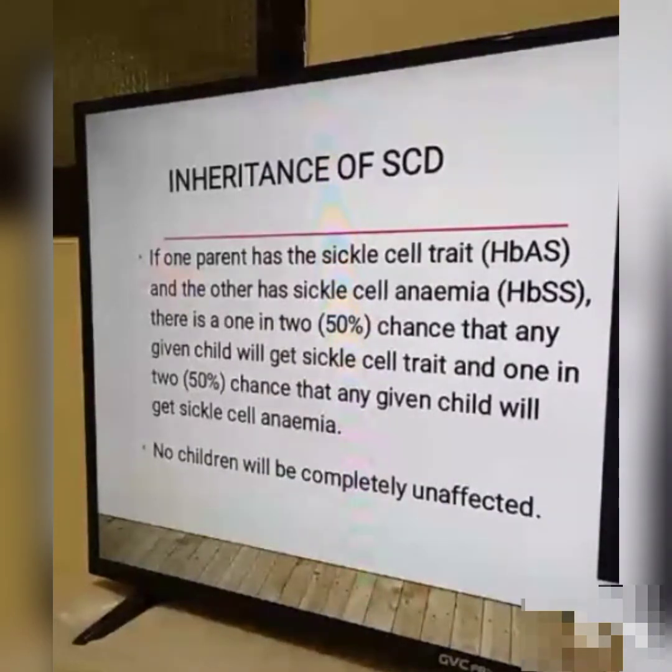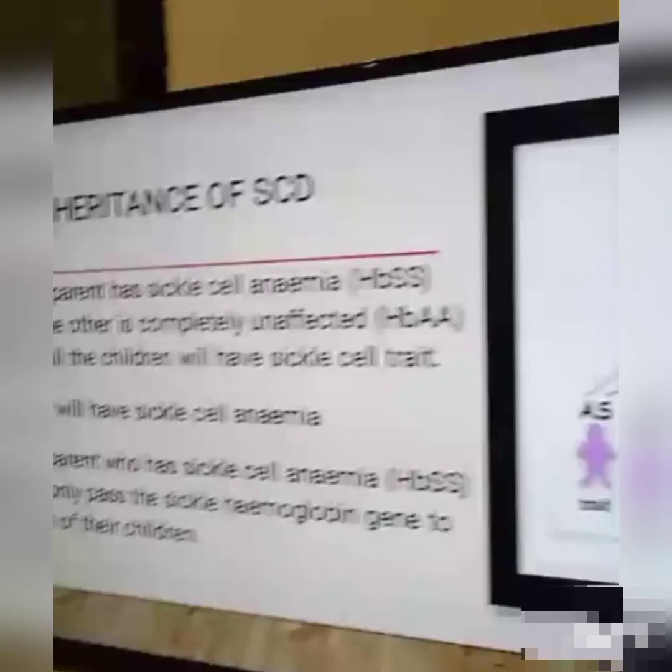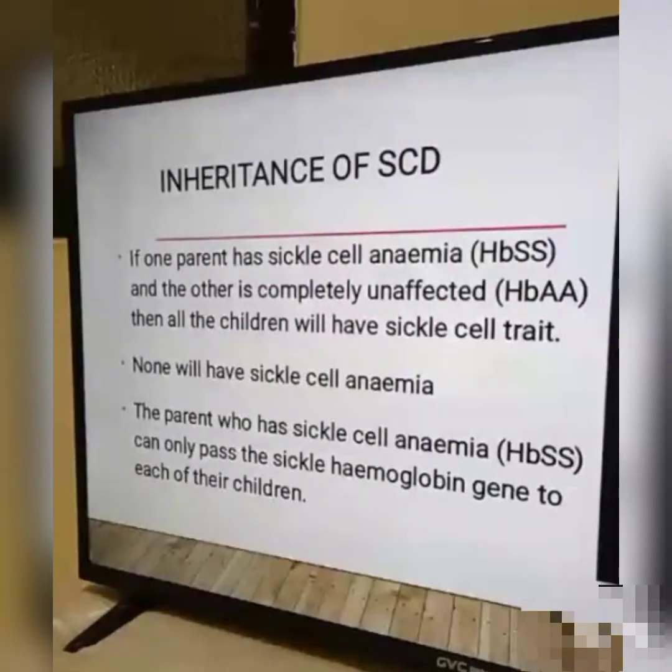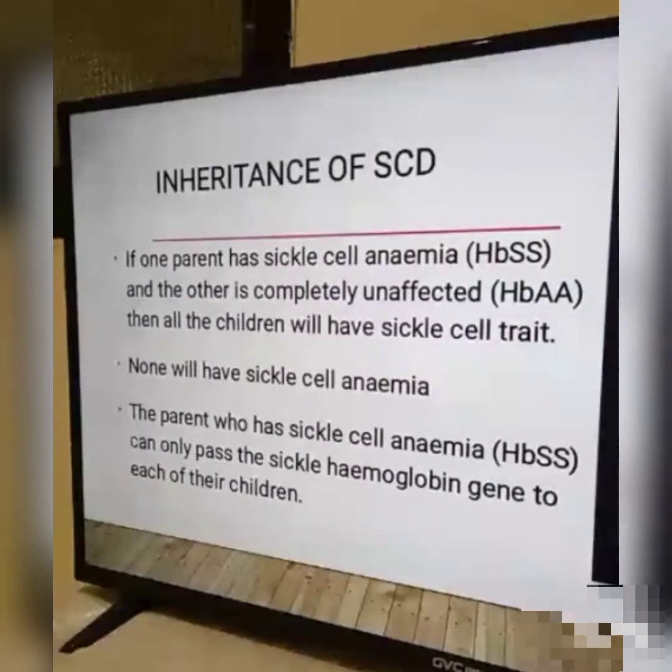So, like I said, if one parent has sickle cell trait, that is the HBS, and the other has sickle cell anemia, the SS, there's 1 in 2 chance that any of the children will have sickle cell trait, and also another 50% chance that any of the children will have sickle cell anemia. No children will be completely unaffected. What if someone that has AA marries someone that has SS? What is the likely outcome?